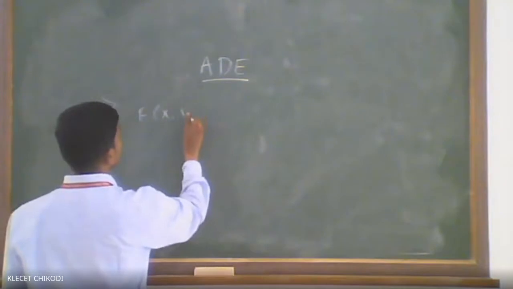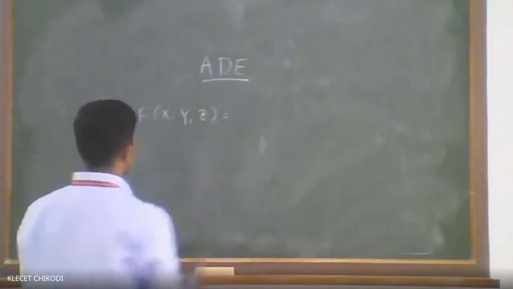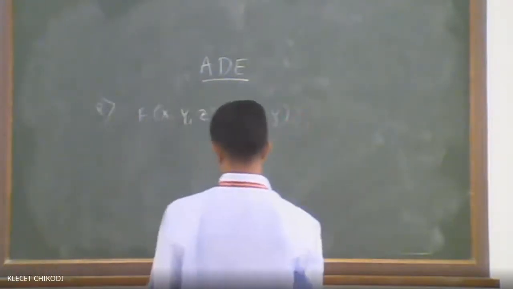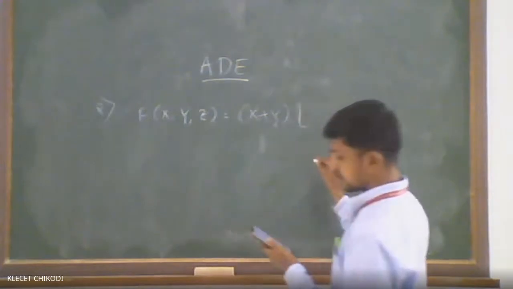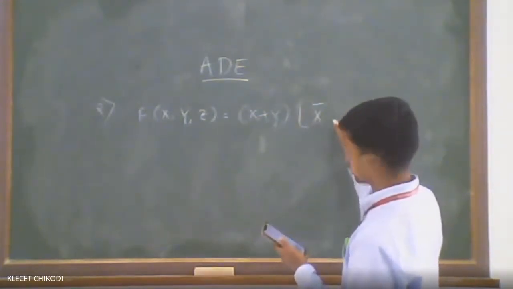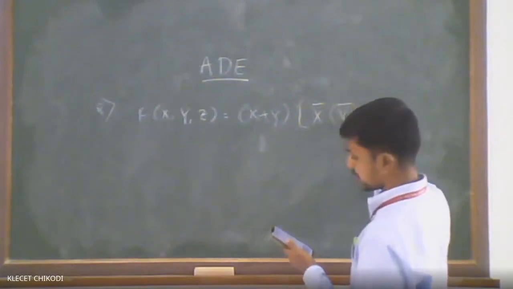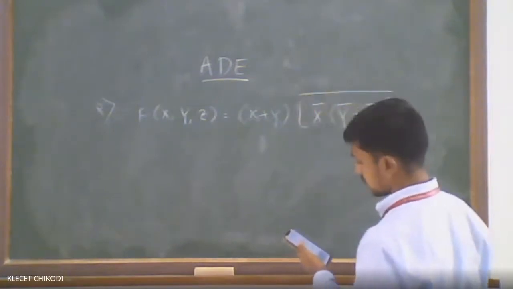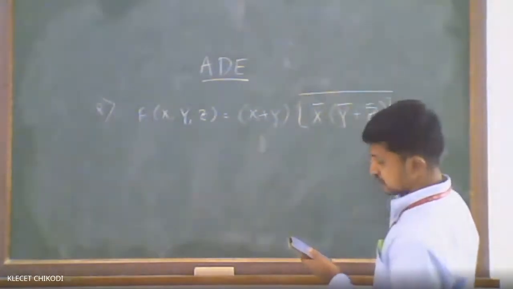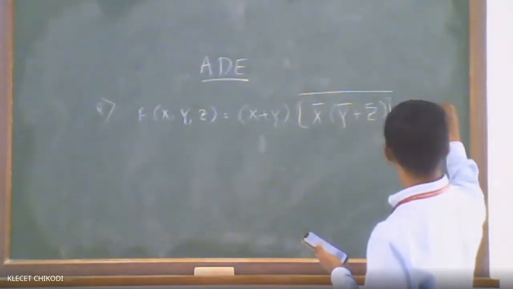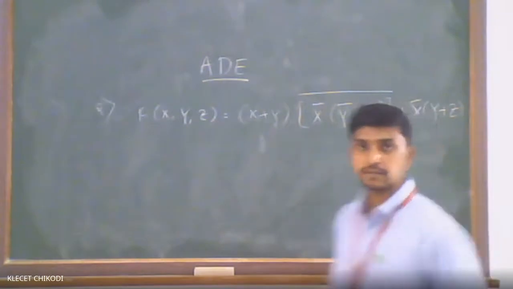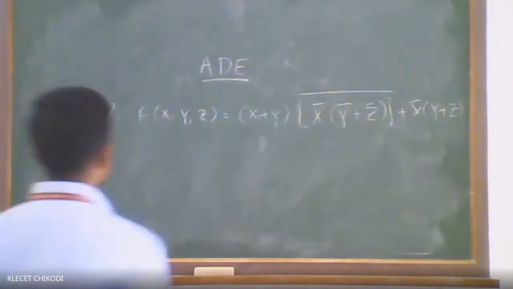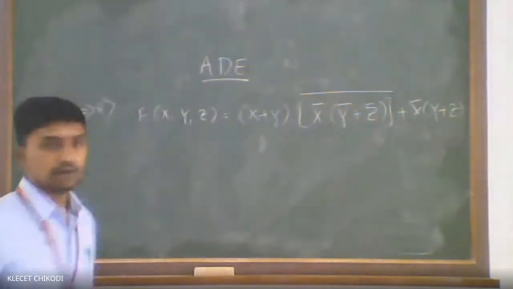The function is: simplify f of xyz is equal to (x plus y) into (x bar into (y bar plus z) whole bar) plus x bar into (y plus z). Okay, this is the one Boolean function we are going to solve.